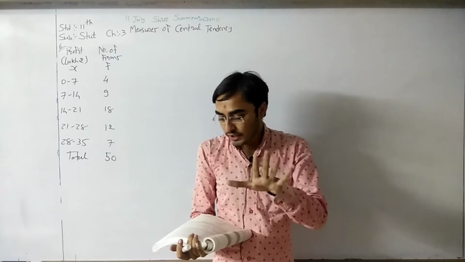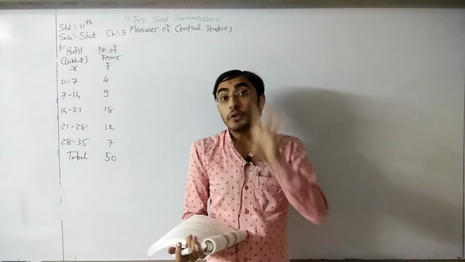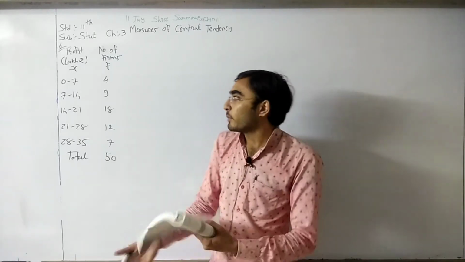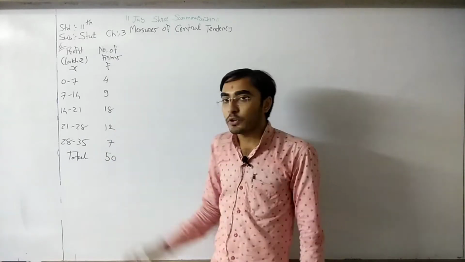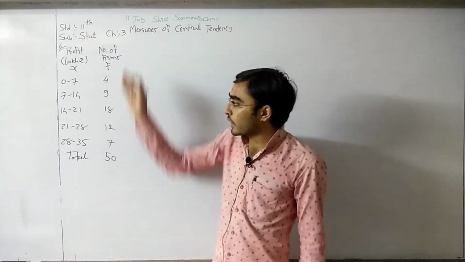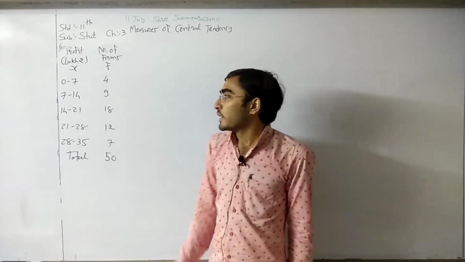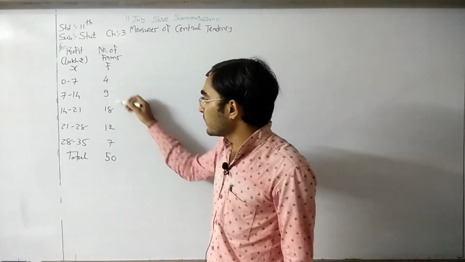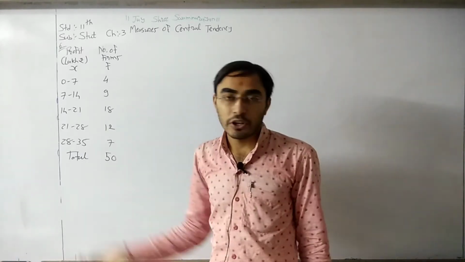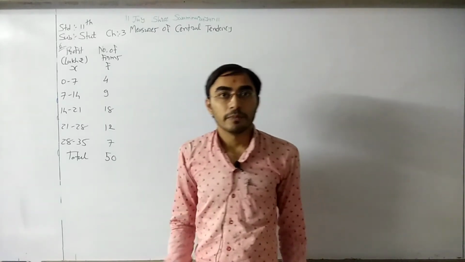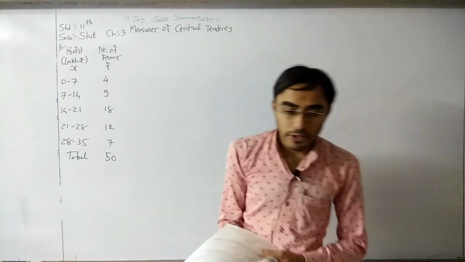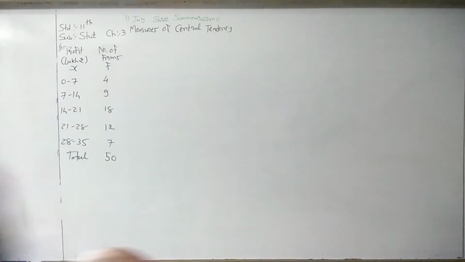Now in the question it is written that the information of profit of 50 films is given. That means the total number of films, 50, is already given to you. Otherwise, you can also calculate it here. If you add 4 plus 9 plus 18 plus 12 plus 7, then it is also 50. But here it is given. And here we need to find the mean profit.